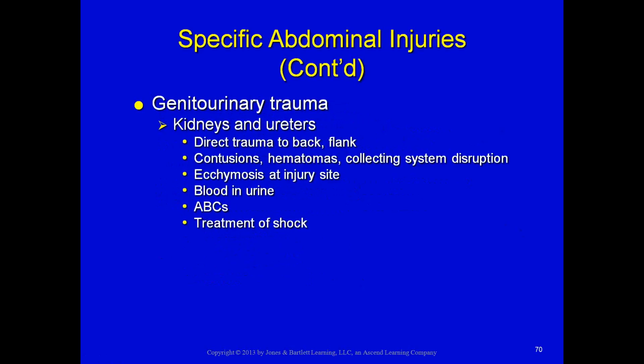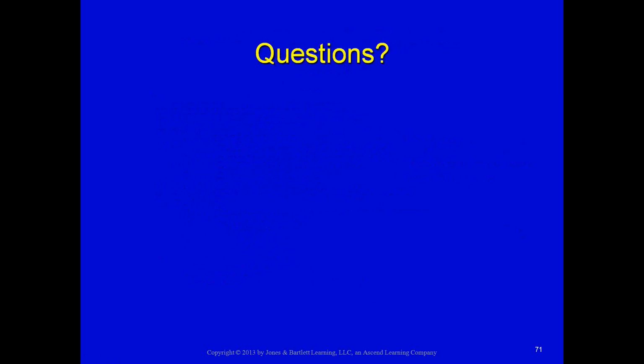The kidneys and the ureters can be damaged as a result of a direct trauma to the back or the flank. We see this in football injuries where the kidneys can become contused. They can develop hematomas on them. So when the kidneys are not working properly, the collection of urine is disrupted. You can have ecchymosis in the retroperitoneal space or the flank. You look at the flank and it's bruised. They may have frank blood in their urine. Again, treatment is supportive, and if shock is present, treat for shock.